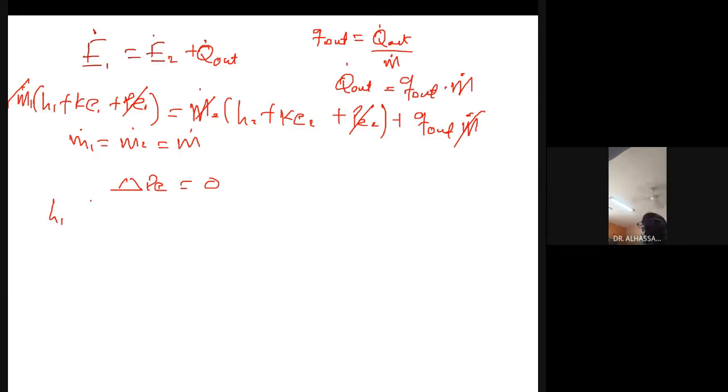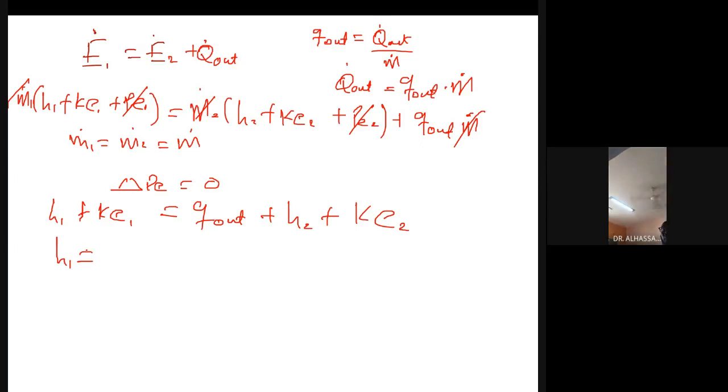So we have plus kinetic energy, okay? This should be equal to Q out plus H2 plus kinetic energy at the exit. Okay, so now let's see, one by one, H1 equals to what?